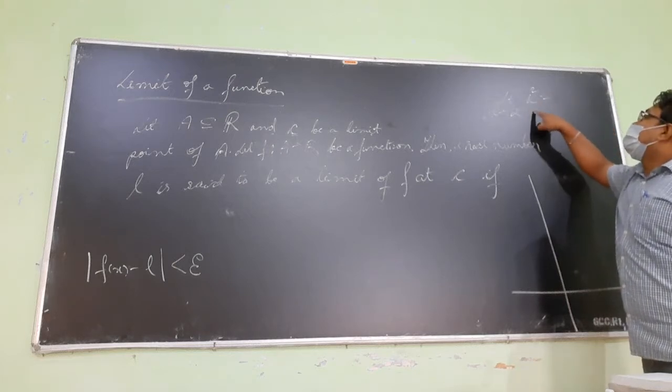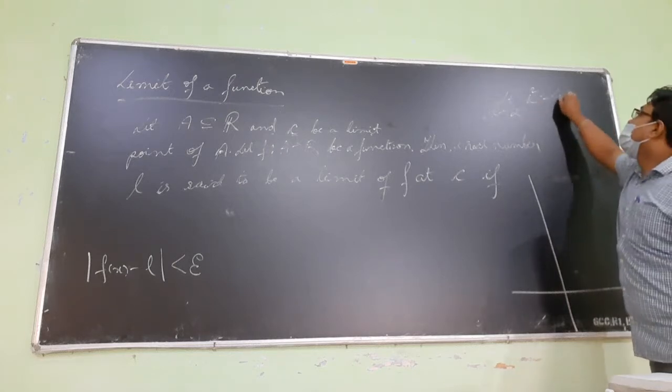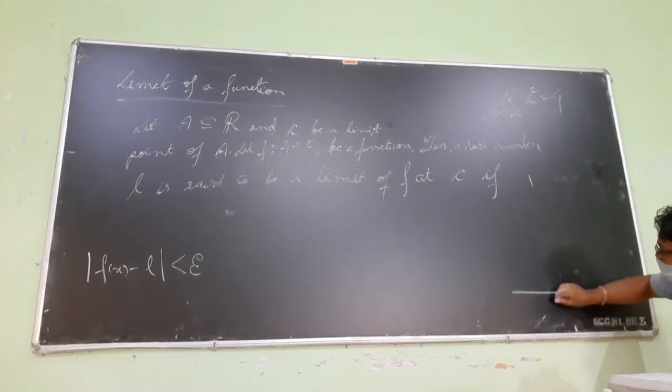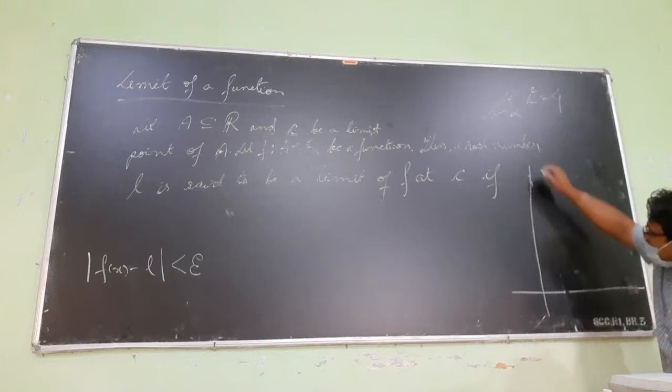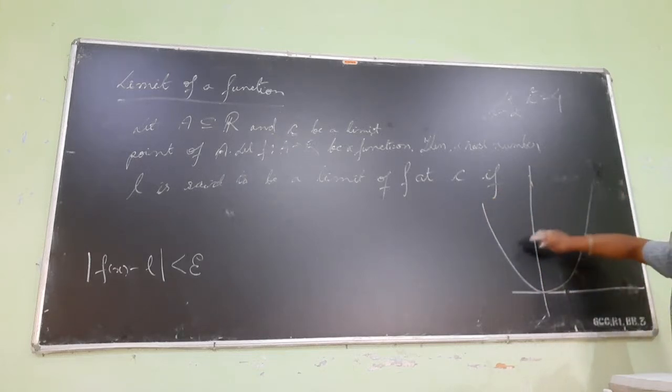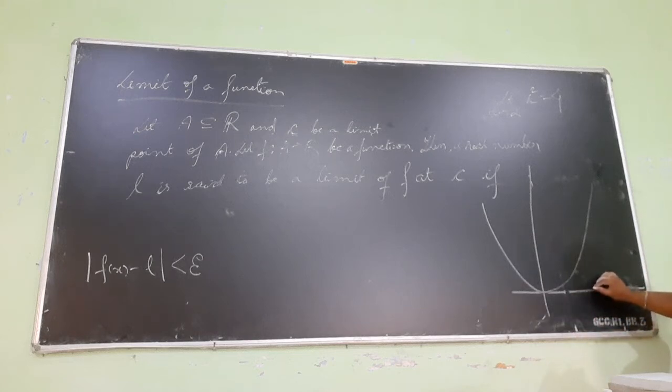Limit x tends to 2 of x square. What is that? 4. Okay. So how will you understand it in a diagram? Suppose x square is this parabola. So x equal to 2 is this point, and the limit is 4. So this point is (2, 4).